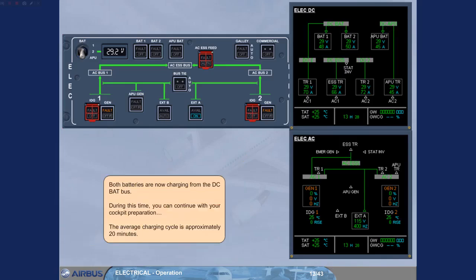Both batteries are now charging from the DC bat bus. During this time, you can continue with your cockpit preparation. The average charging cycle is approximately 20 minutes.